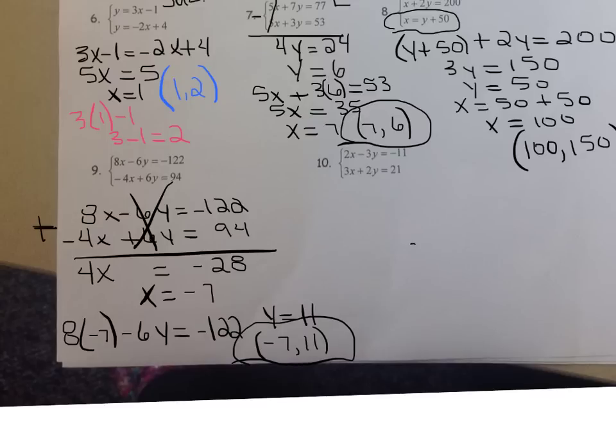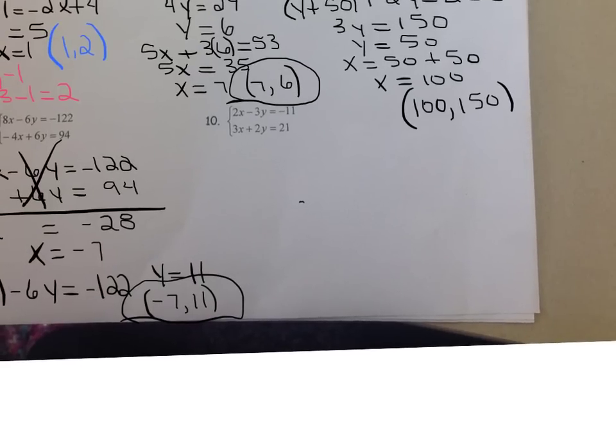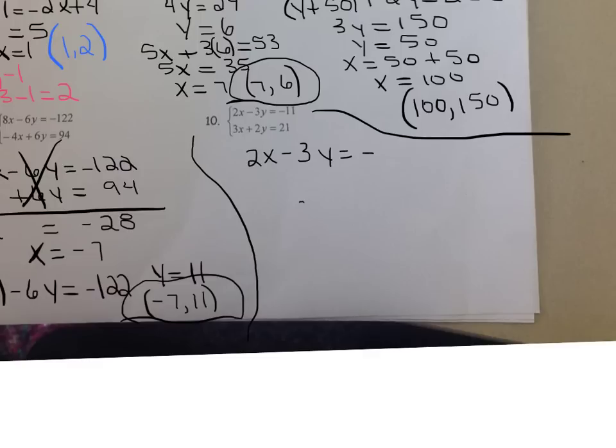Okay? All right, now number 10 is one of these problems that we'll have to use elimination, but we have to multiply. I'm going to go ahead and do like this so that you know all this work is for number 10. Alright, I'm going to rewrite it here. 2x minus 3y equals negative 11.